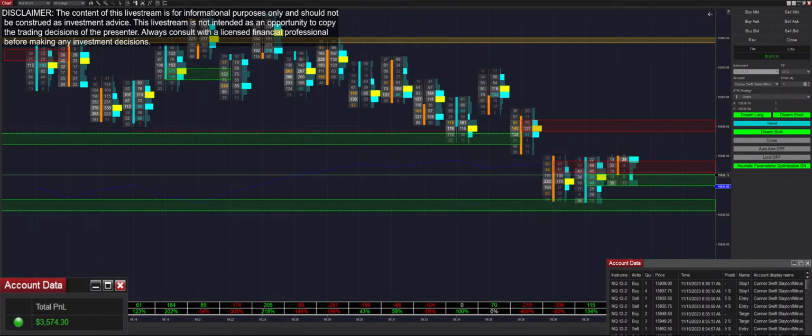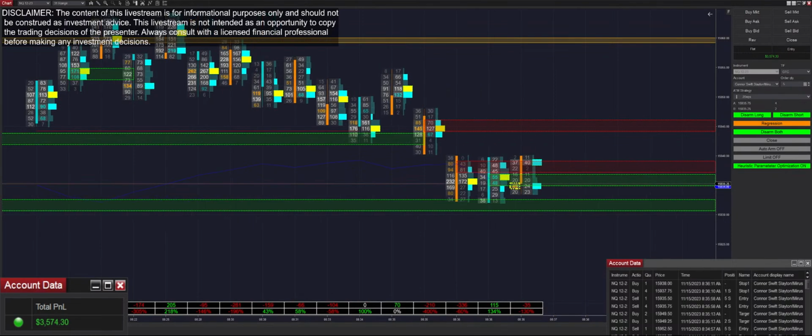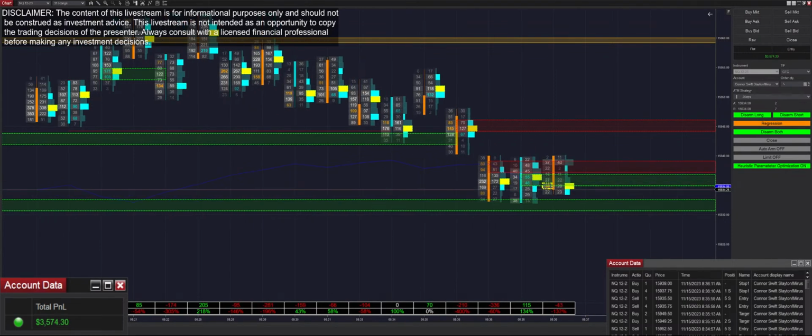And now we're right back into a regression zone. So it looks like I totally got faked out there, unfortunately. It happens.